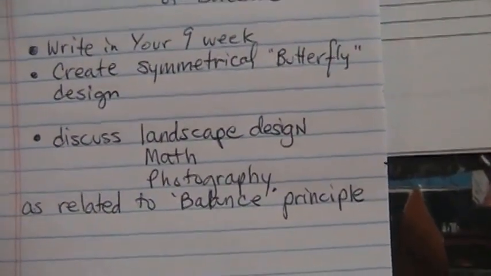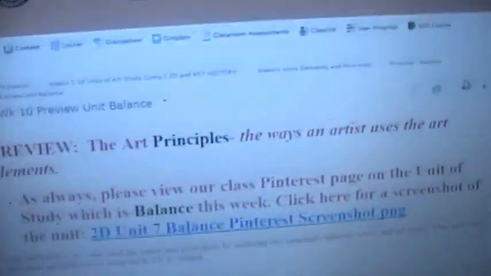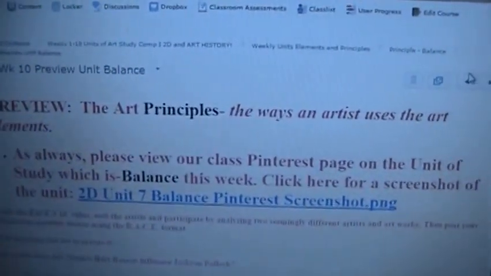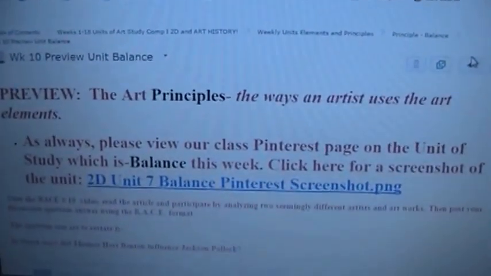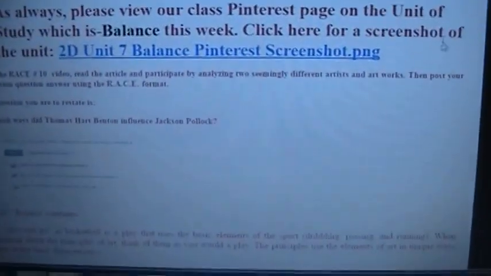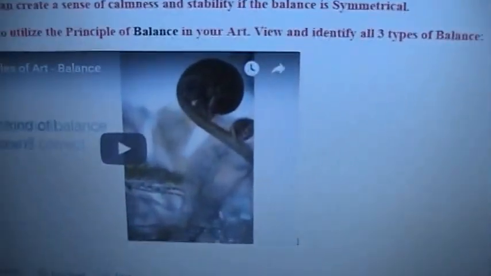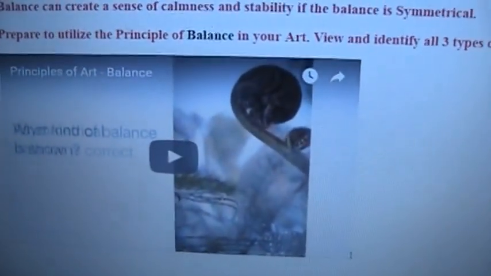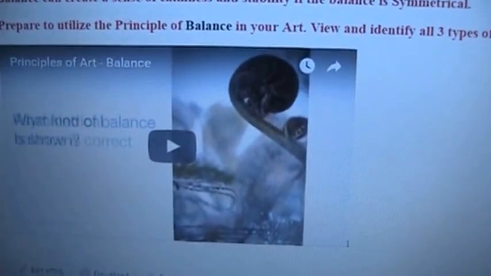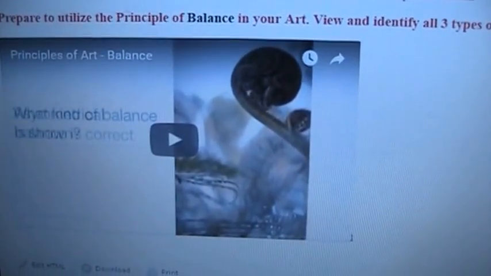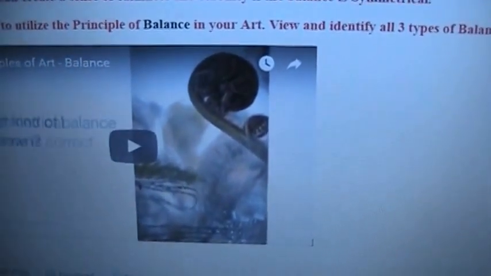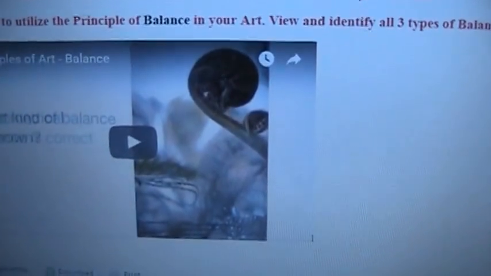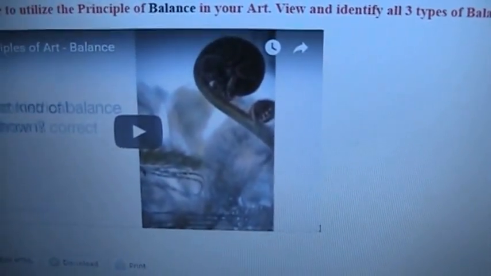You prefer that. Let's go up here to our eClass page, on week 10, preview unit balance. Just find the unit on balance and scroll down. We read through some of that. This is a video I need you to watch. It's very, very good. It's going to show you some examples and let you guess which type of balance they are. Make sure you're listening to the reason behind it, because there are a few tricky ones in there. We had some good discussions on why it was symmetrical or radial or asymmetrical.